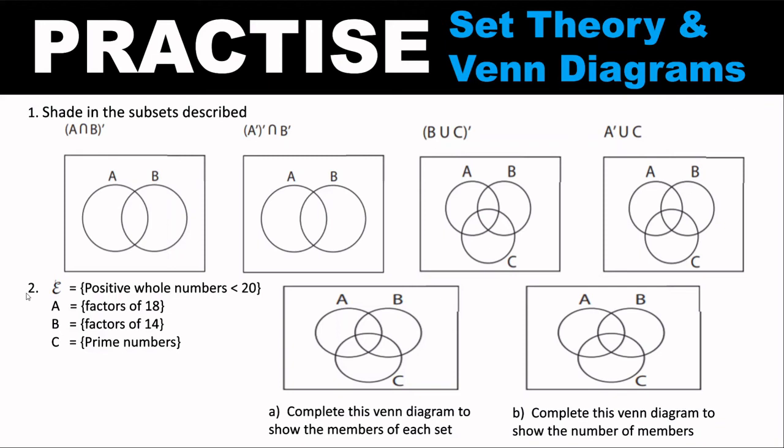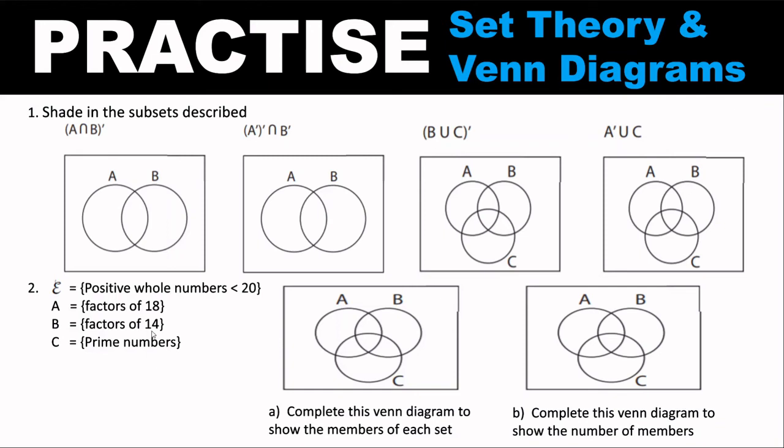Finally, for question 2, we've got some information about the universe and some different sets within that universe. So I've got a template here for you for a universe with 3 intersecting sets. And for part A, you need to complete this Venn diagram to show the members of each set. Set A shows the factors of 18, but as the universe only shows whole numbers up to, but not including 20, consider what those values might be.